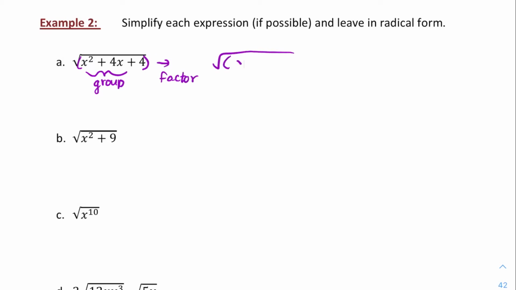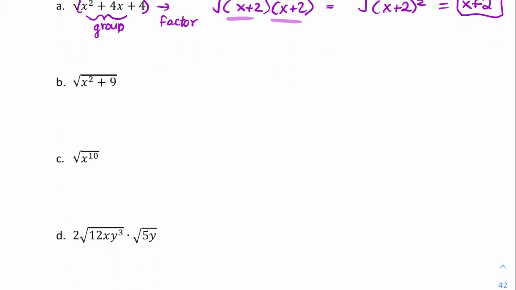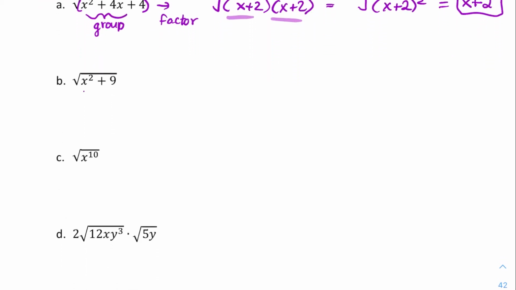And since this is a square root, it's essentially asking, hey, what's being multiplied times itself, or what are the two matching factors being multiplied of? Well, you could also think of this as x plus 2 squared. Doing the square root of those two factors of x plus 2 gives you x plus 2. But the key is you have to write it as factors being multiplied, not as individual terms.